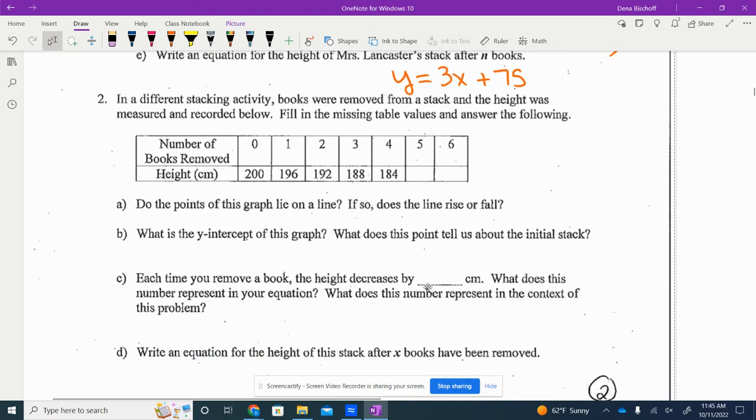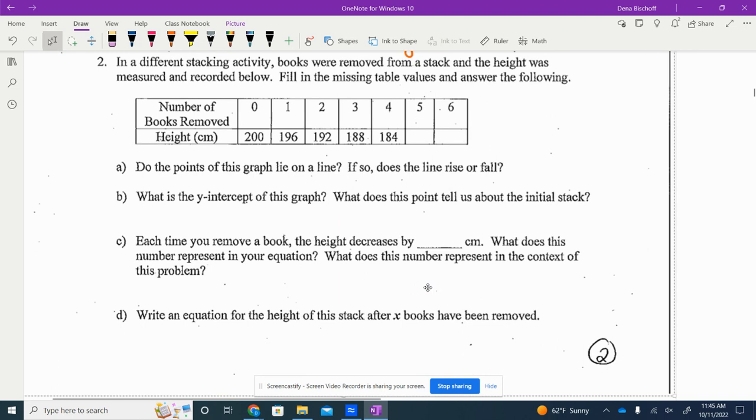Okay. In a different stacking activity, books were removed from a stack and the height was measured and recorded below. So notice that the x is now the number of books that we removed. So we have to fill out the table first. So let's figure out what our slope is.